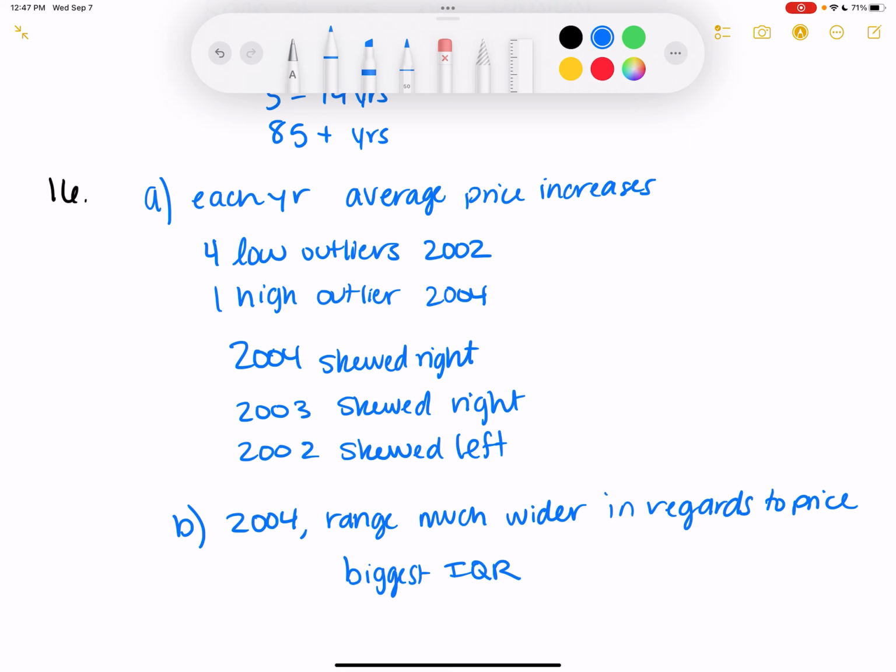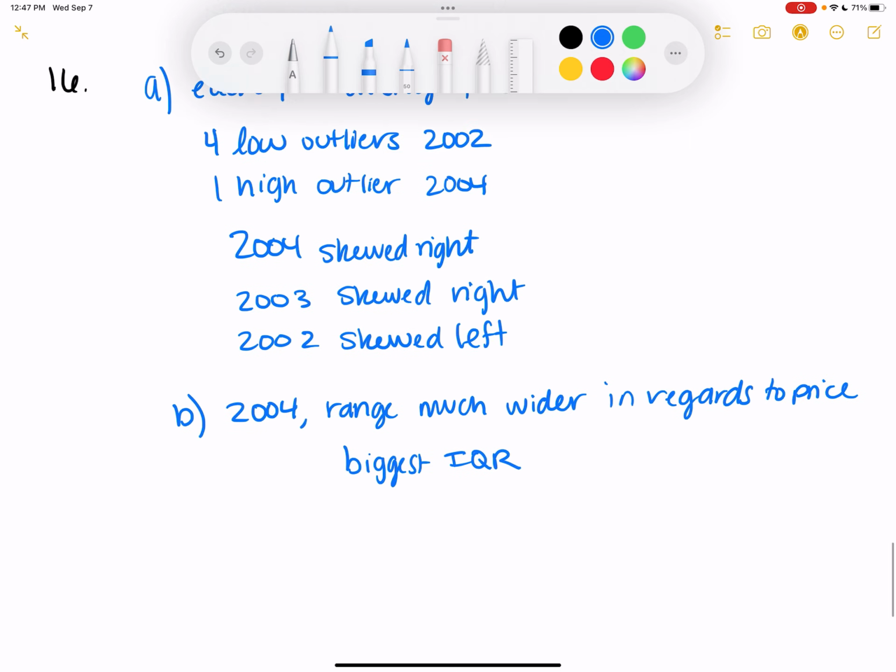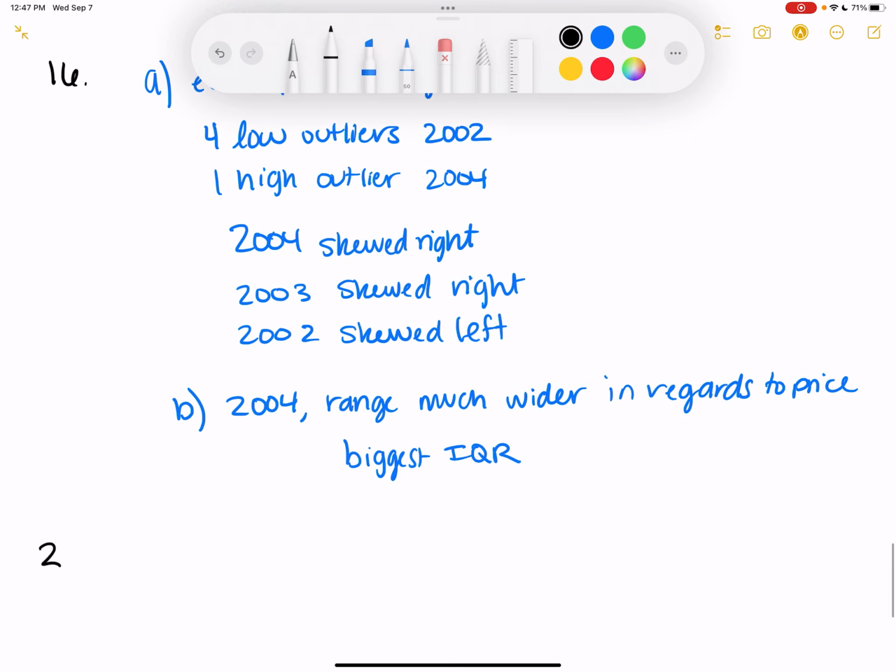Interquartile range. So it's Q3 minus Q1. All right, the next one.